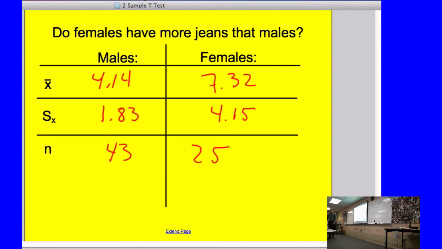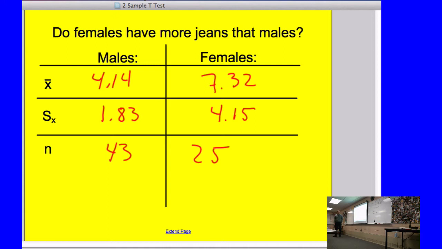Either way, now that I've got my data, here's our data. We found the mean. The mean is 4.14. Somebody write this down, because I'm going to flip to the next page, and I'm not going to have this. The mean is 4.14. The standard deviation is 1.83, and my sample size for males was 43. Female: 7.32, 4.15, and my sample size is 25.